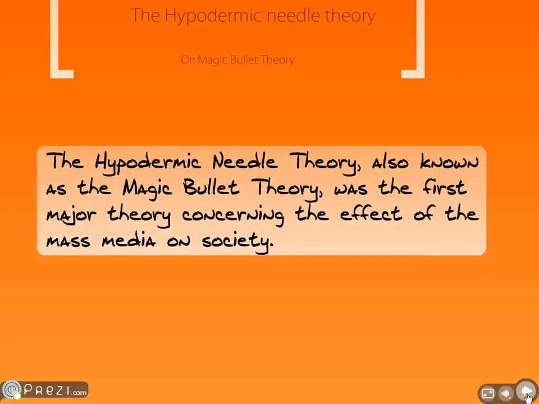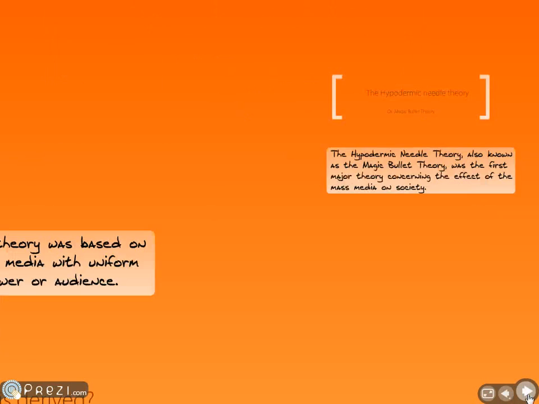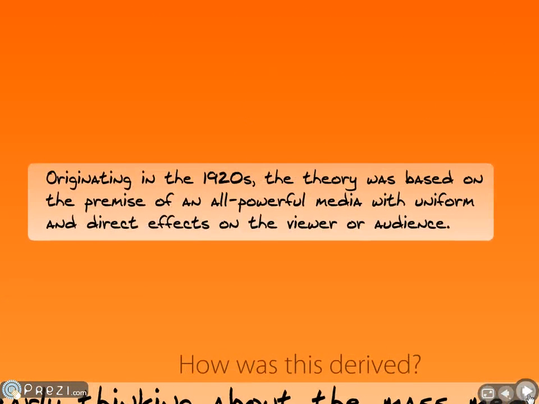Right, hypodermic needle, obviously also known as the magic bullet theory. It was the first major theory concerning the effect of mass media on society. Originating in the 1920s, it had the premise that an all-powerful media had direct and uniform effects on the audience. So by uniform we mean that every person will have basically the same effect on them.